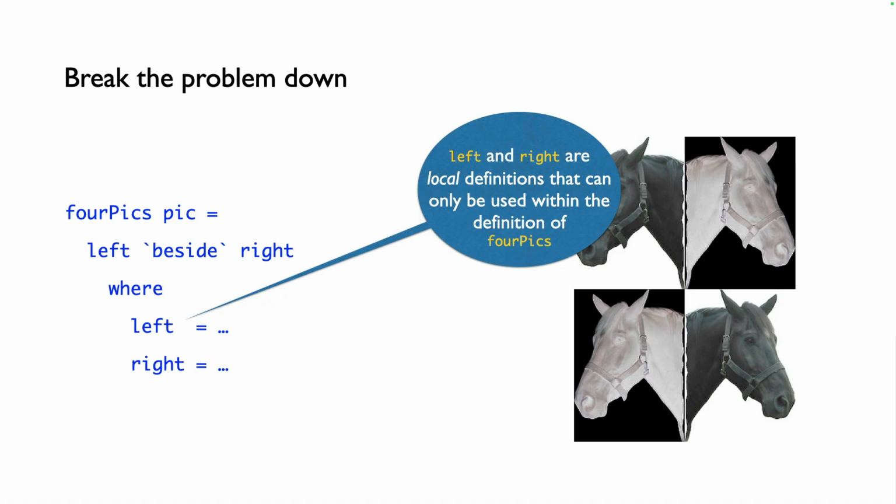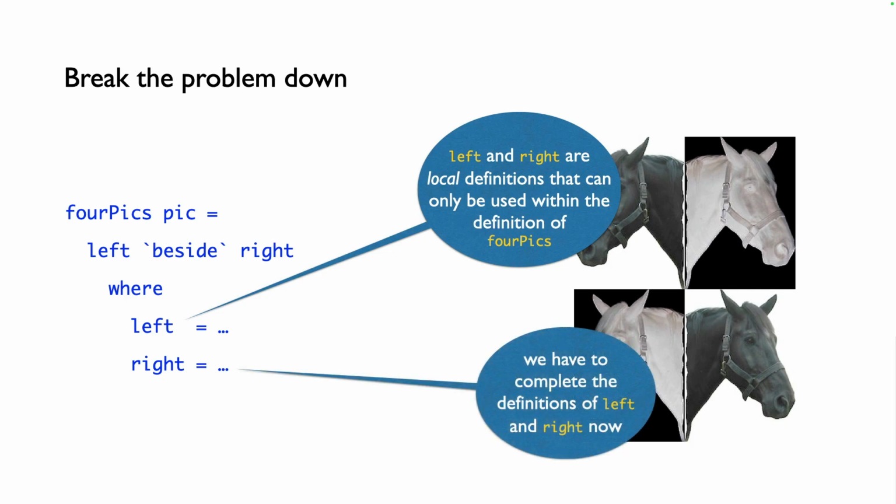Okay, so just to reiterate, left and right are defined, but they're only usable inside this function. So they're applicable to the function, to giving us the answer, but we can't use them outside the definition of fourPicks. And then to complete the answer, we have to complete the definitions of left and right.